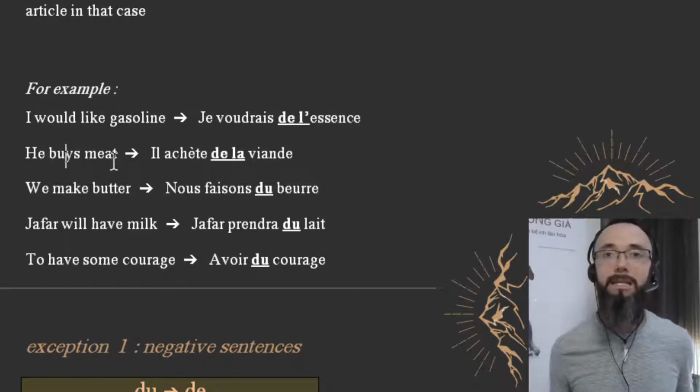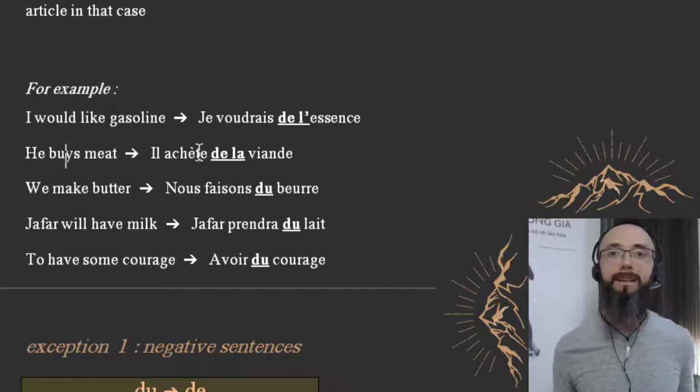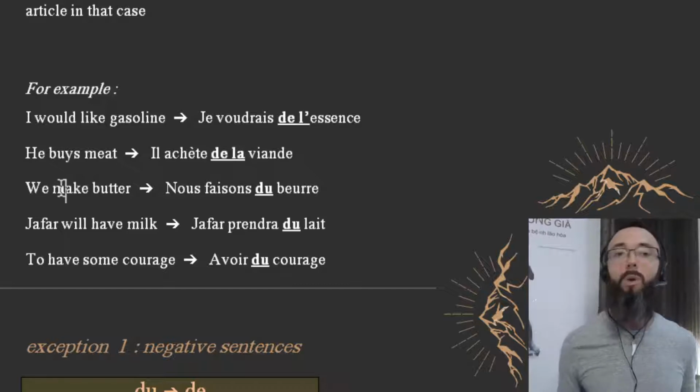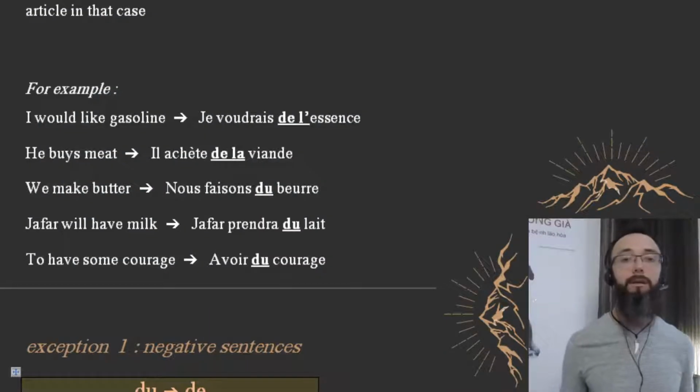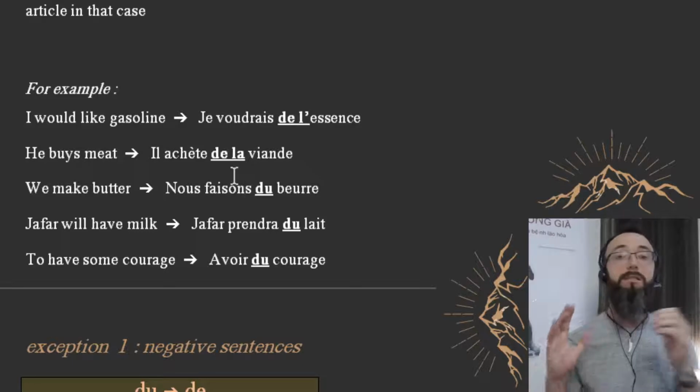He buys meat. Ooh, the bad person. He buys meat. Well, il achète de la viande. De la viande is a partitive article here. We make butter. Nous faisons du beurre. Because I cannot say, for example, I'm eating a butter. You're eating butter. It's unquantifiable. Or you bought 2 bags of butter, or you bought something that you can quantify, and then it wouldn't be a partitive article. But in that case, well, it is a partitive article. We make butter. Nous faisons du beurre. And I'm not saying nous faisons beurre, because it is the French language here.